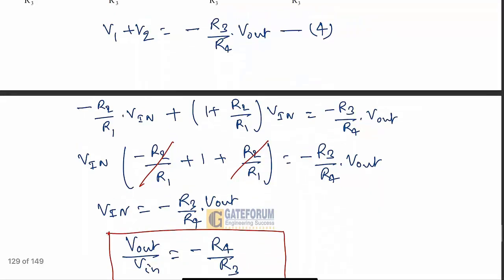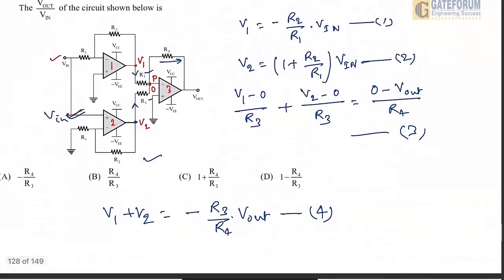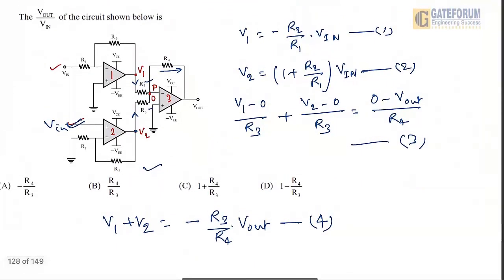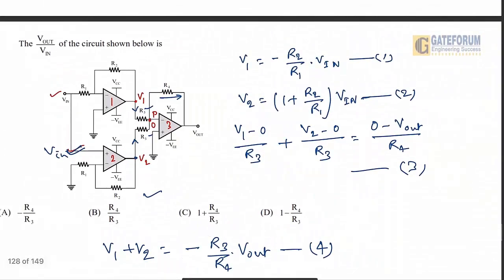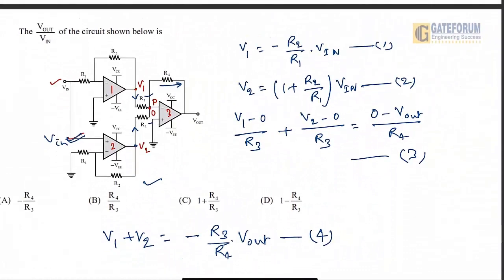and if you observe this circuit very carefully, then it is working here as an instrumentation amplifier, and as per the answer we got, this is matching with option A. So option A is the right answer for this question, and this is the end of the explanation for this question.